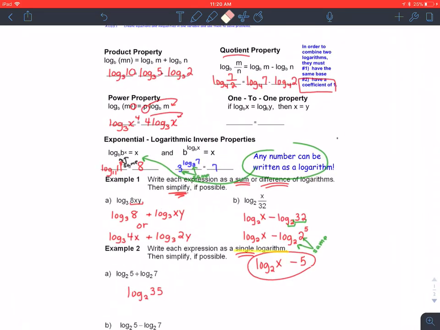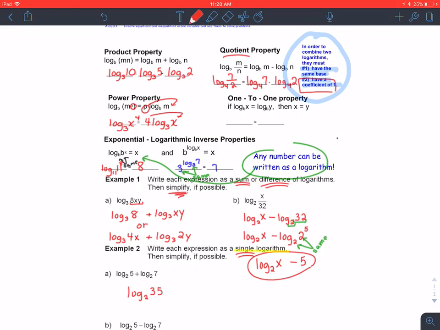Yesterday we talked about simplifying logarithms and what you would need to do if you were going to combine logarithms together. If you remember yesterday, we said in order to combine two logarithms together, two requirements have to be met. First, the two logarithms have to have the exact same base. Secondly, those two logarithms both have to have a lead coefficient of 1.